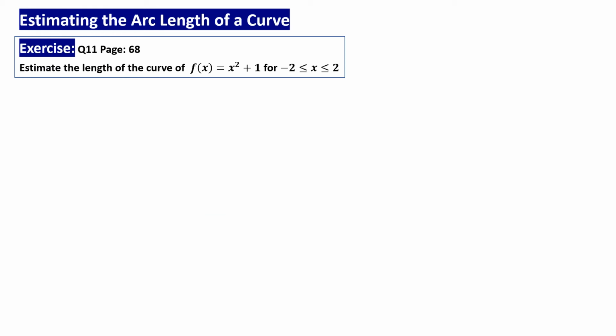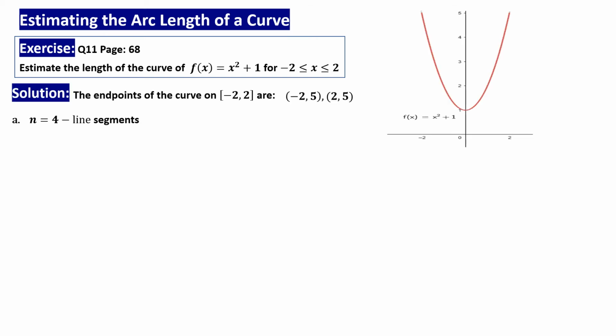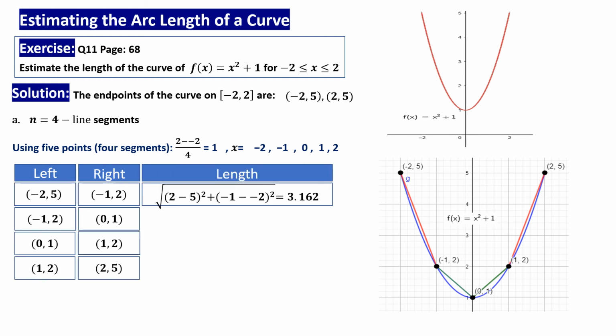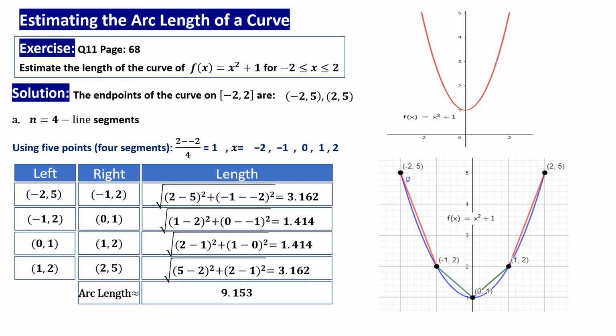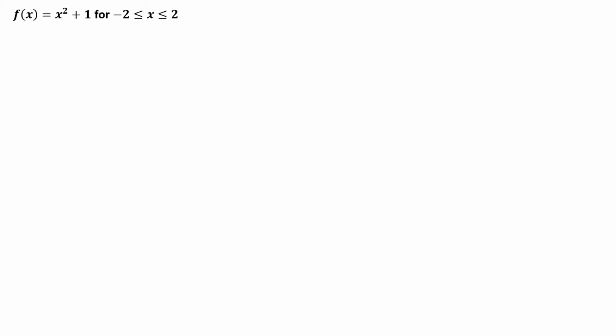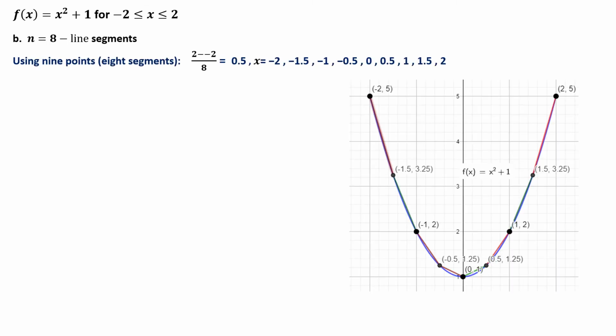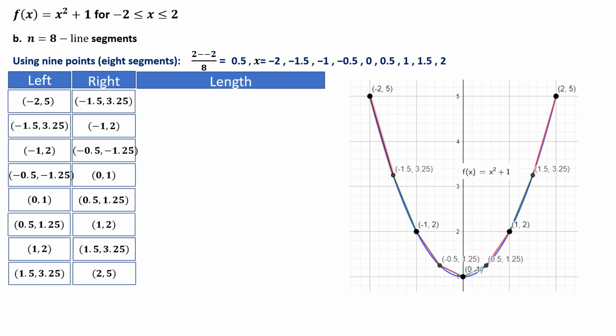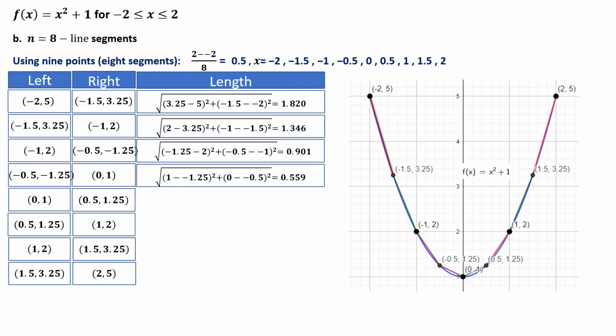Here is another example, question 11 on page 68: x squared plus 1, the part of the parabola between -2 and 2, divided into 4 segments, all these numbers. Of course, when you get this video, you can pause wherever you want and check the values. Here is the result. If it's 8 line segments, then here we are, all the values.